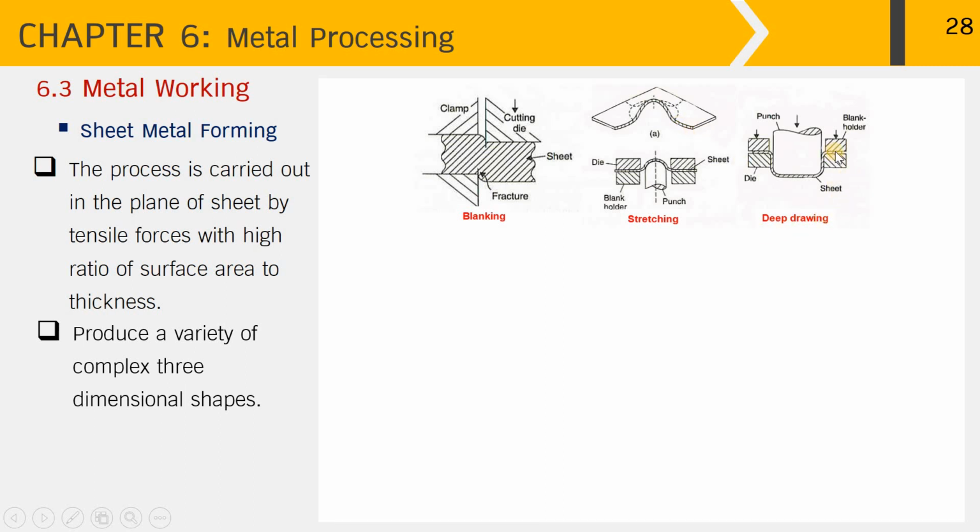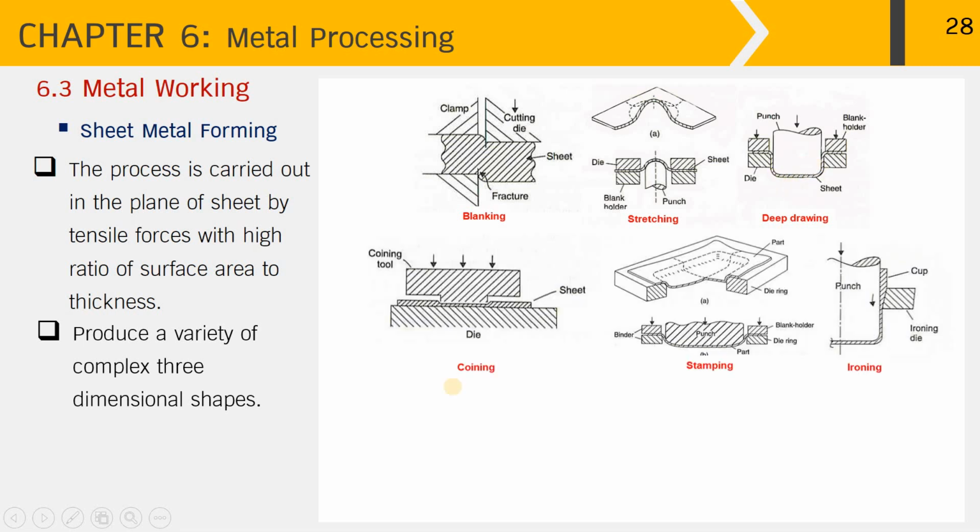The metal sheet is again held between the blank holder and the die. The punch on the top moves downwards against the metal sheet, and on the downward movement, we can obtain the cup with its bottom diameter similar to that of the punch diameter. The next operation is coining, where the metal sheet is pressed by the coining tool. The next process is stamping, which produces a shallow profile.